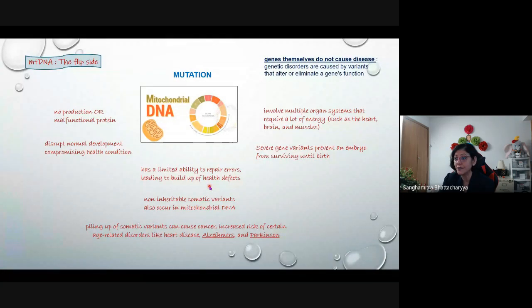Non-inheritable somatic variants are also present in mitochondrial DNA. And since they are non-inheritable, they pile up, and this piling up of somatic variants does not seem good for the cell because it can cause cancer and increased risk of certain age-related disorders, especially Alzheimer's and Parkinson's.